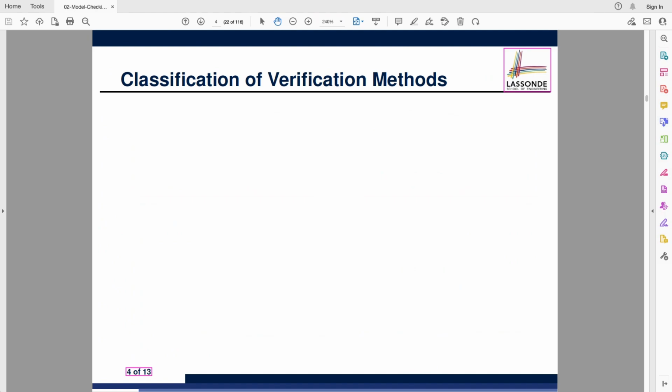Okay, what about classification of verification methods? This slide will be important. Remember that symbol I did the other day, but I'm going to clarify that.